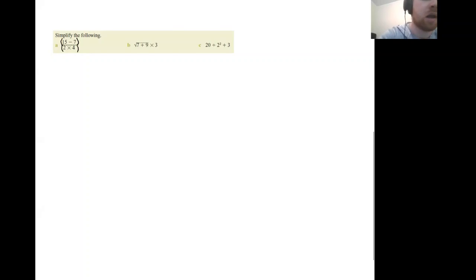So let's do part A. You can solve what's on the top first. So 15 minus 7 is going to be 8, divided by 2 times 4 is 8. And then 8 divided by 8 is 1. So you need to show both those steps. Simplify the top, simplify the bottom, and then simplify to get your answer.